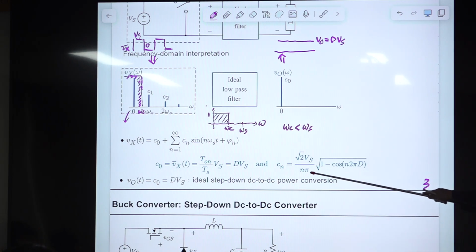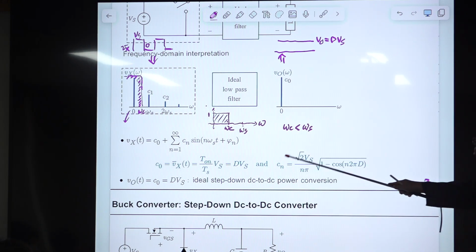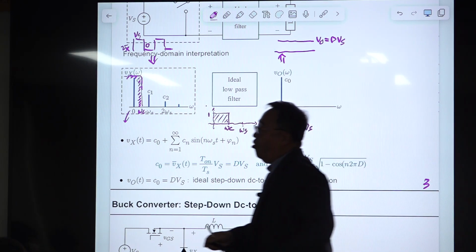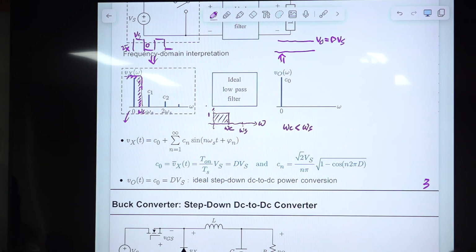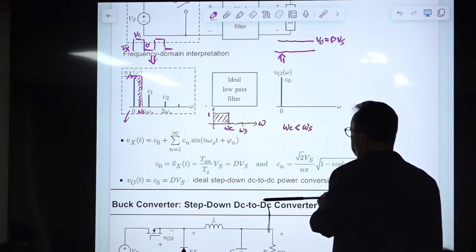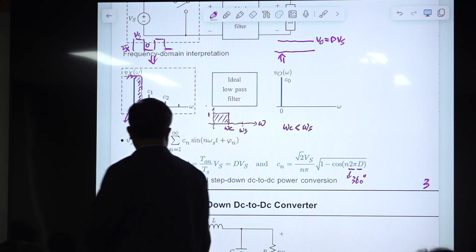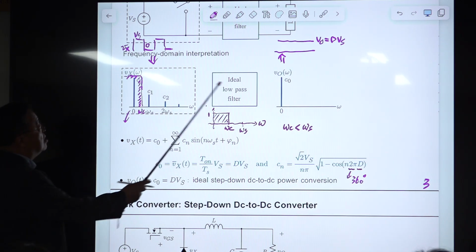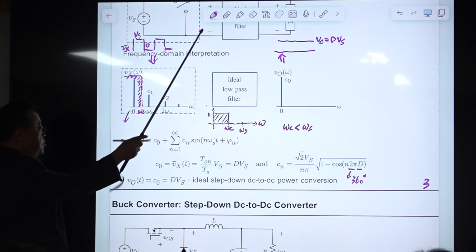And this is, if n is 1, then that is the coefficient of the first harmonic. If n is 2, then that is the coefficient of the second harmonic. And this D here is the duty ratio, and this 2 pi is in terms of degrees. You may use this number in terms of radians per second. Then you can use this, right? And then the output is this one. So this C0 now is the same as this one, same as the previous one.